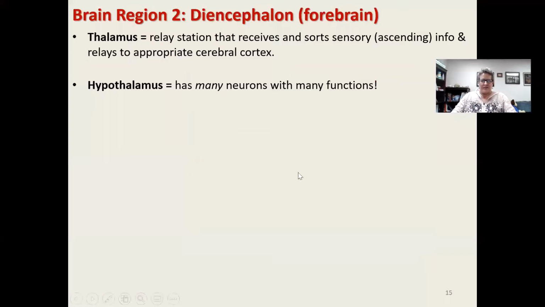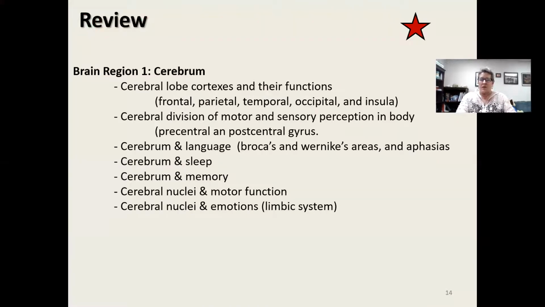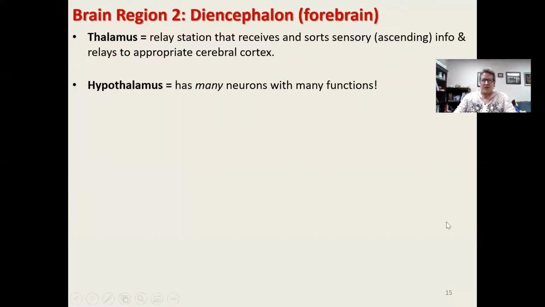So the last time we had lecture on the video, we were talking about the cerebrum and all the divisions of labor of the cerebrum. Now we're going to go to the next brain region, the diencephalon, and then continue down through all the brain regions. So let's start with the thalamus and the hypothalamus, both found in the forebrain, but it's called the diencephalon. And this should be review from anatomy.